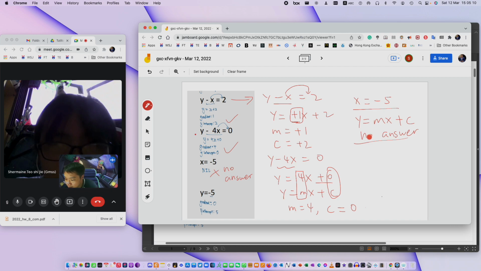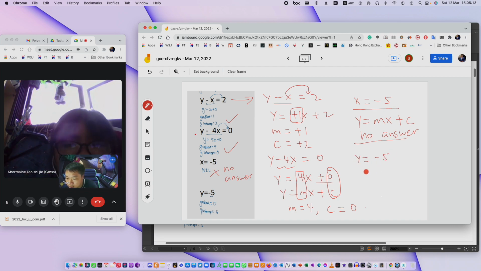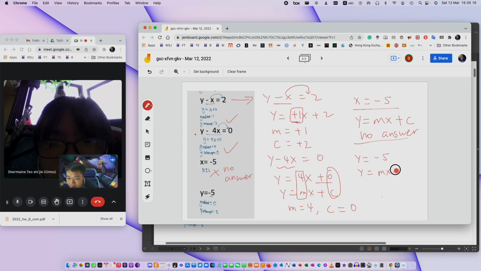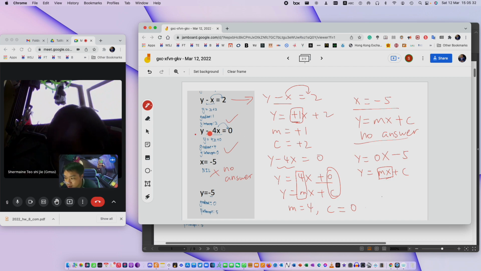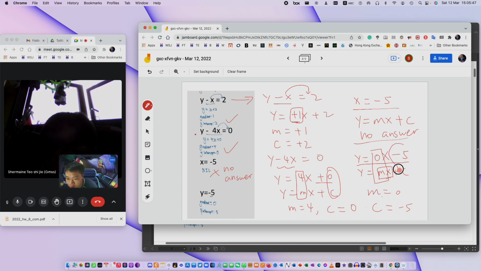Then next is y equals minus 5. Compared to y equals mx plus c, you clearly see there is no x. So when there is no x, you can fill it up with 0x minus 5, because 0 times x is 0. You should write this down. Once you have written this down, you will see that your gradient is actually 0 and your c is equal to negative 5. Can you see?